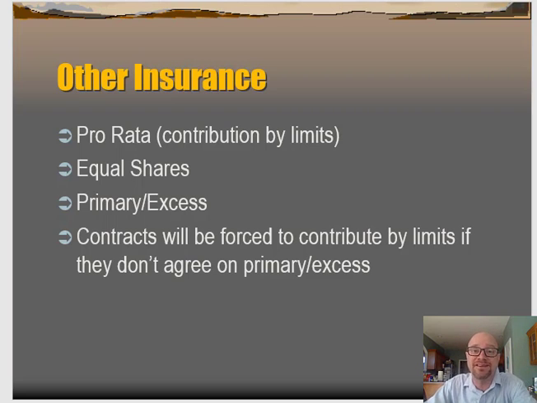If the other insurance condition in the contract is pro rata, or we also call it contribution by limits, it's the same thing, then that's how that loss will be settled. We'll just take the percentage of the total coverage that each company provides. That's the percentage of the loss that they pay. Pretty simple and straightforward. And the good news is that's the hardest one. And it's not that hard.